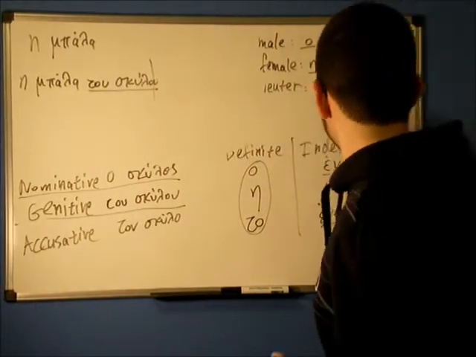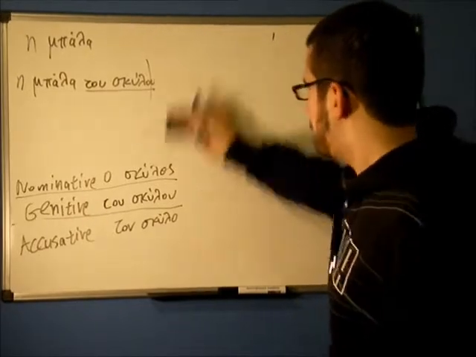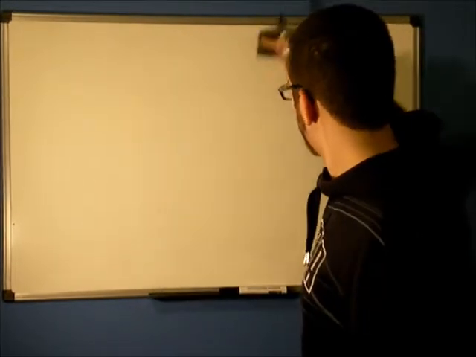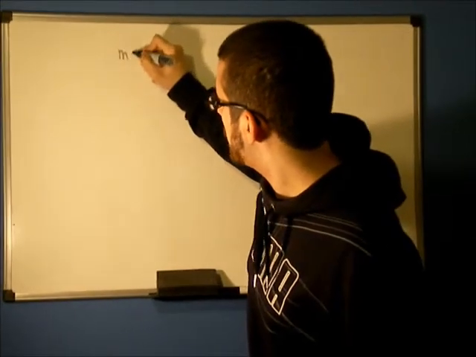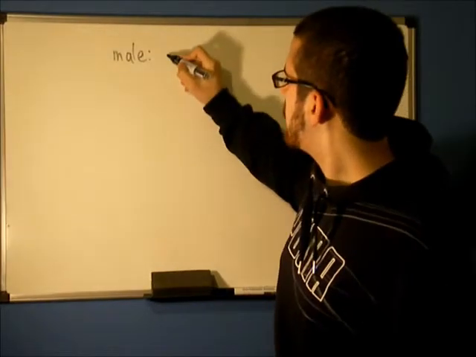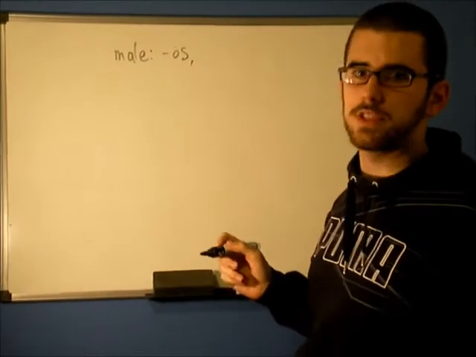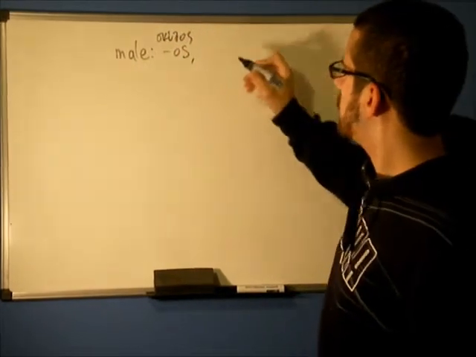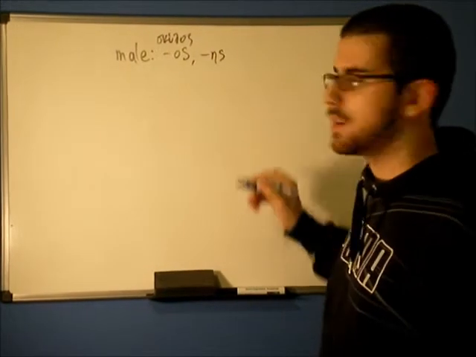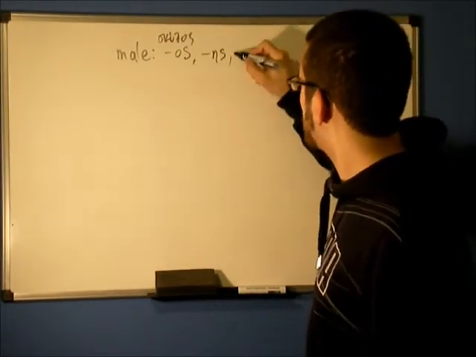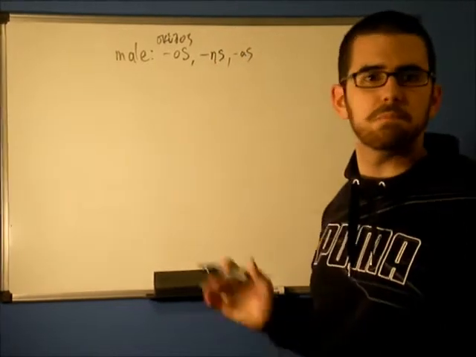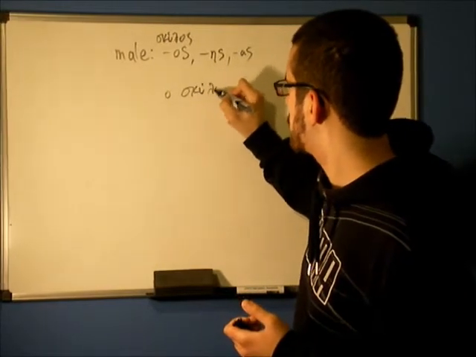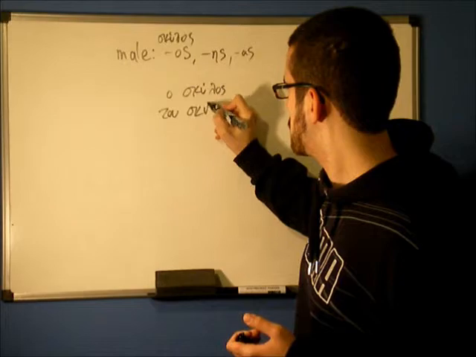Okay, let me actually wipe this clean. The problem is that you actually have male nouns that end in os. For example, skilos. There are nouns that end in is. There are nouns that end in us. It's more complicated because what I wrote before, like o skilos, tu skilu, ton skilo.